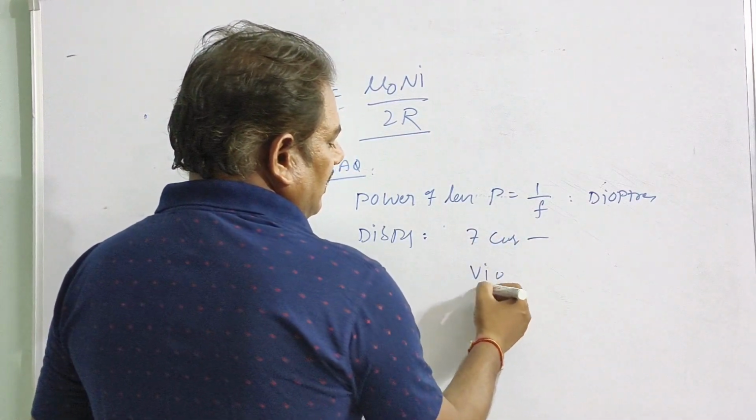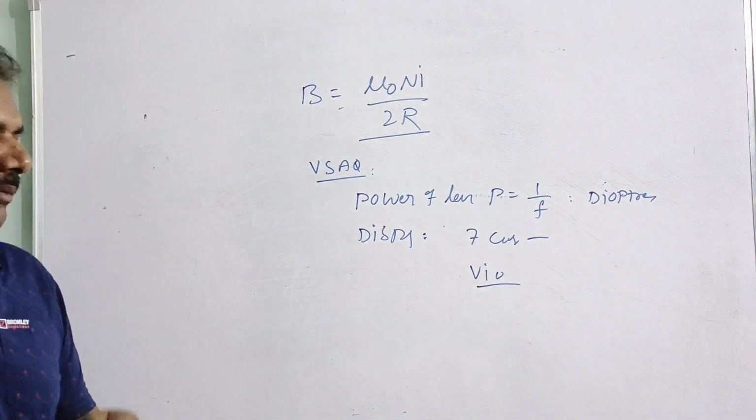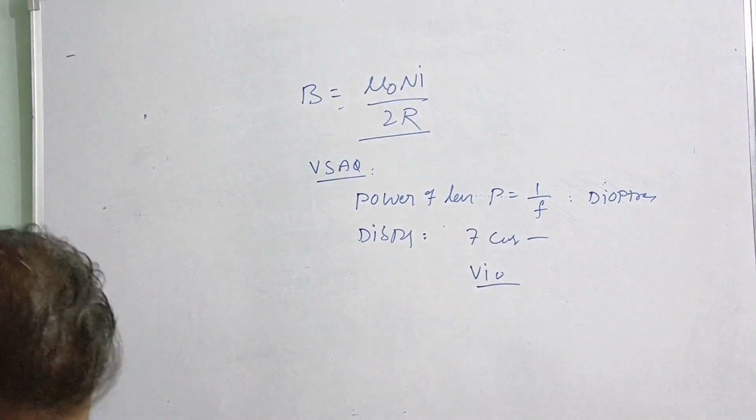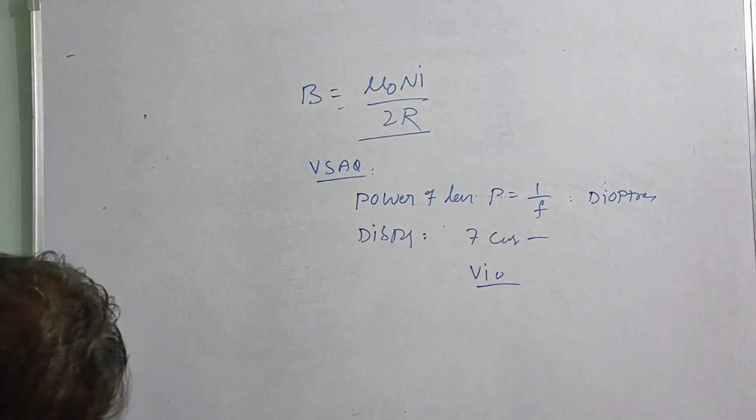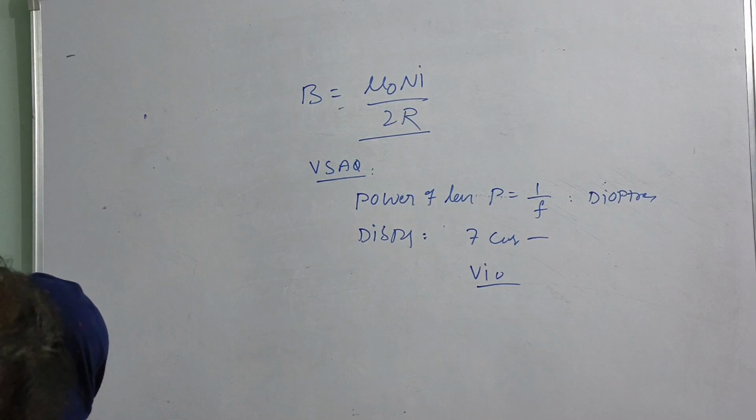Which color gets more dispersion? Violet color gets more dispersion of the light.